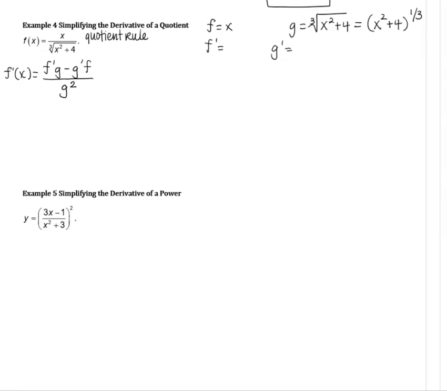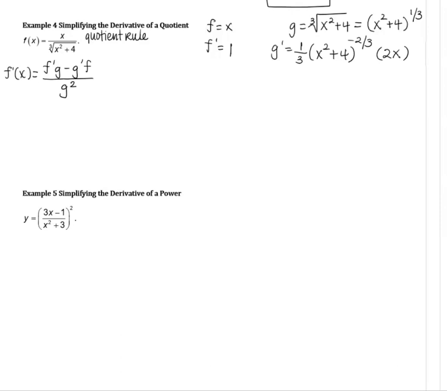So taking f prime and g prime, the derivative of x is equal to 1. And for g prime, we're going to need to use the generalized power rule, bring our exponent of 1/3 down, keep the inside of the parentheses x squared plus 4 the same. The new exponent needs to decrease by 1. 1/3 minus 1 is -2/3. And chain rule says that we multiply by the derivative of whatever was on the inside. And the derivative of x squared plus 4 is 2x.